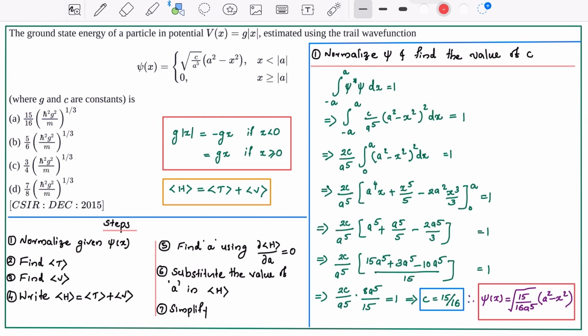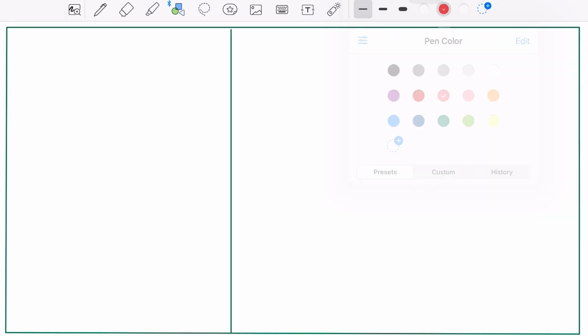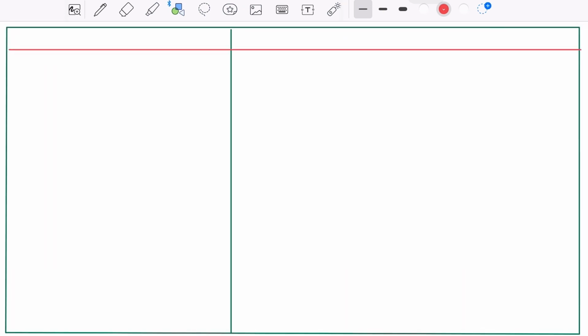Our next step is to find the expectation value of kinetic energy. We have to find out the expectation value of kinetic energy, then the expectation value of potential energy, and finally we have to write the Hamiltonian. So first of all, let us find out the expectation value of kinetic energy.